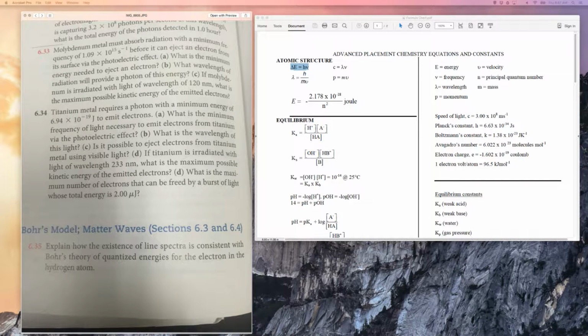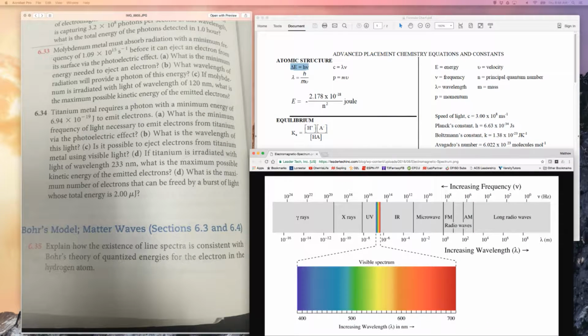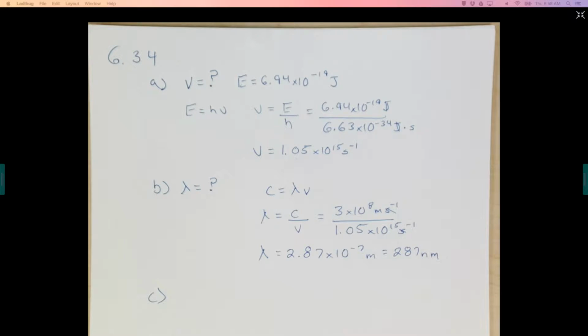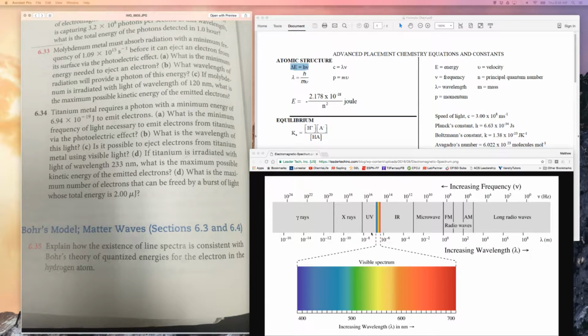All right, part C asks us, is it possible to eject electrons from titanium with visible light? So if we remember and take a look at our electromagnetic spectrum, I'm going to pull one up real quick. You take a look at our electromagnetic spectrum here, we see that the end of the visible spectrum ends with violet, and it stops around 400. Our wavelength that we just calculated is 287. So 287 is smaller than 400. Therefore, it will exist in the UV range and not in the visible range.